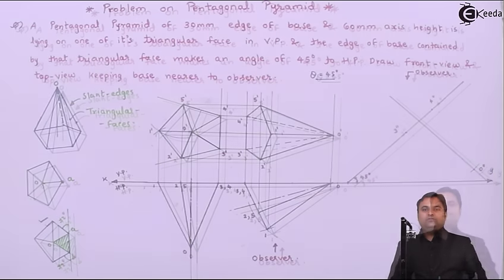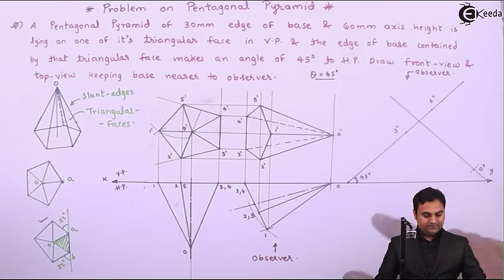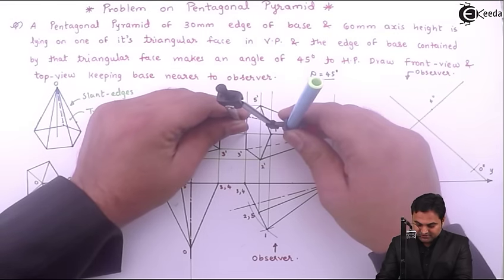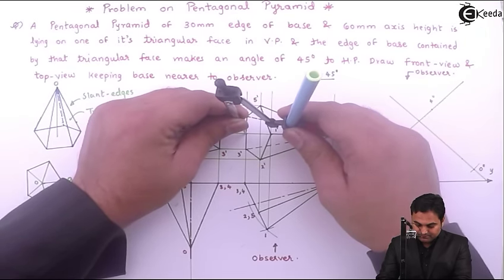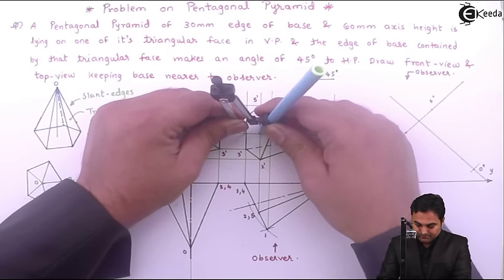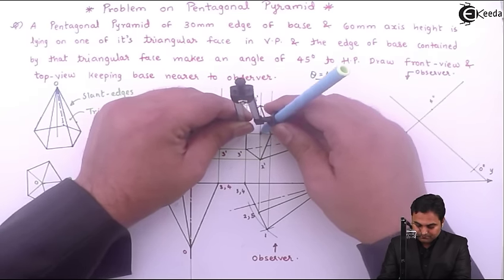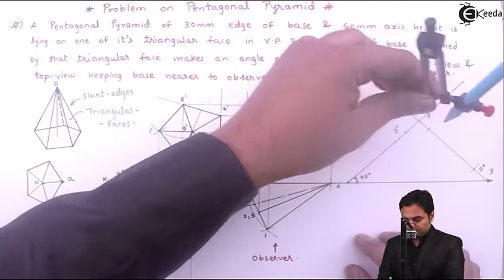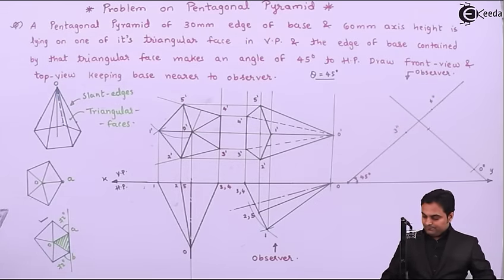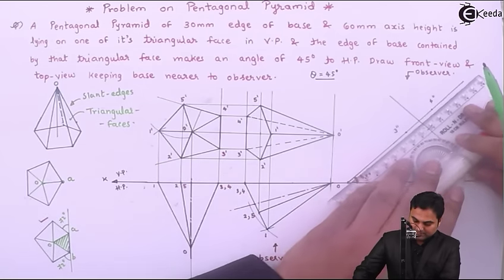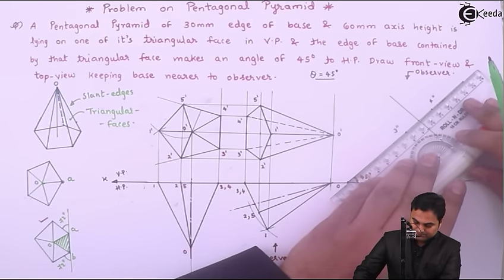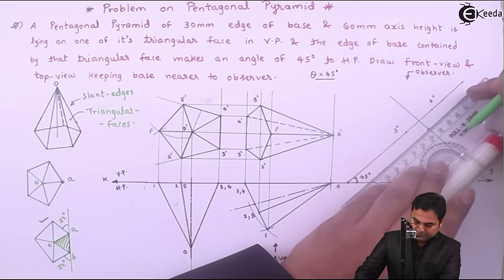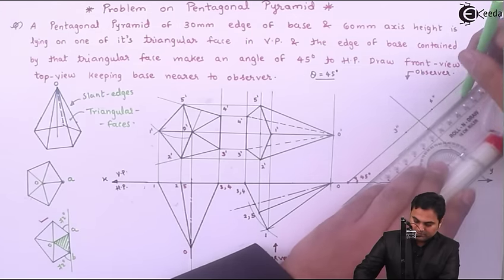So now here I'll copy this pyramid. For point 2 dash 5 dash, I'll measure this distance from the edge up to the green line. Mark it over here. Then I'll draw a parallel line from 3 dash 4 dash up to this point, a light line.